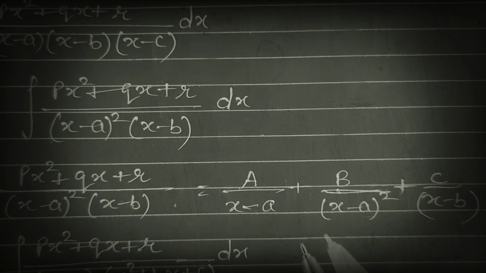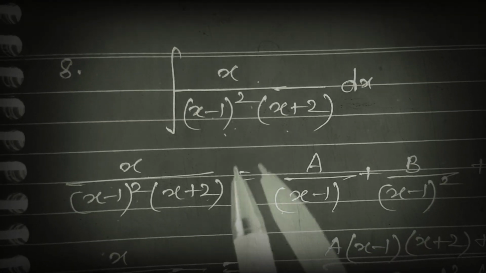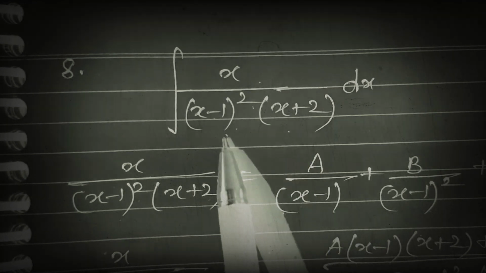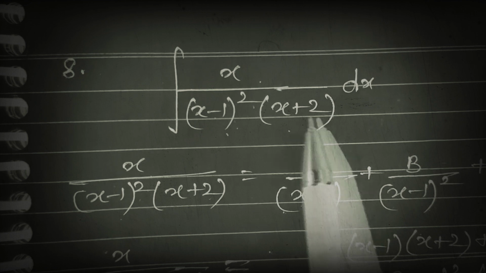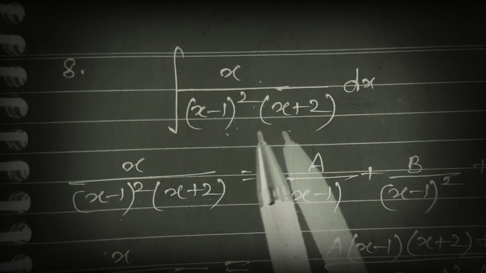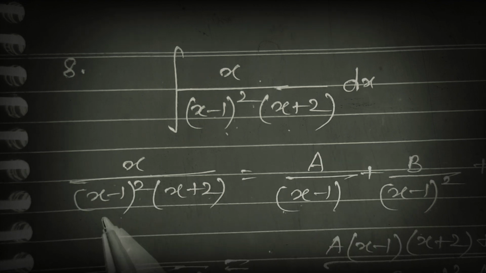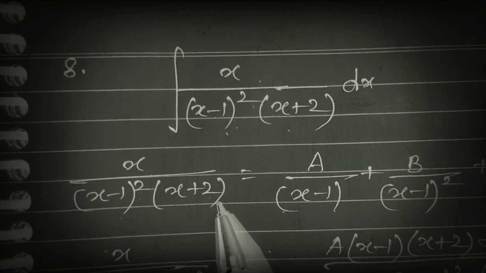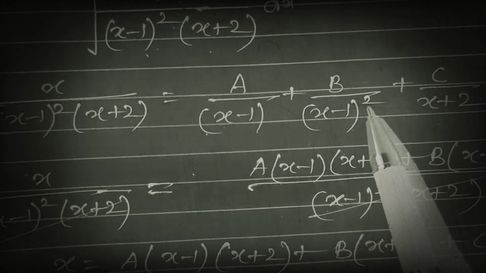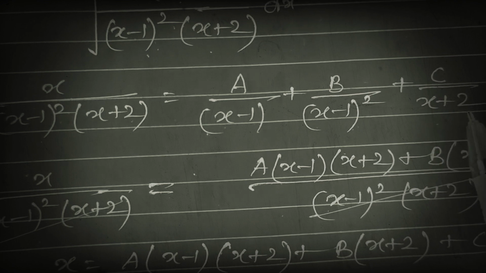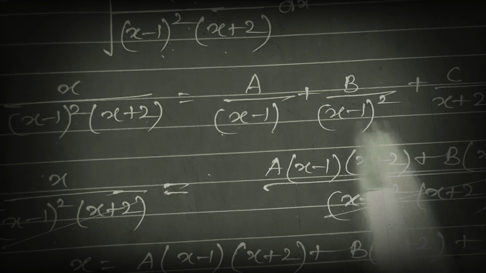This type of question is question number 3 of exercise 7.5. The numerator is in linear form and the denominator is x minus 1 whole square into x plus 2. So we can make parts of these by using partial fraction. X upon x minus 1 whole square into x plus 2 we can write as a upon x minus 1 plus b upon x minus 1 whole square plus c upon x plus 2. It is in square, so firstly we will write single, then square and then x plus 2.